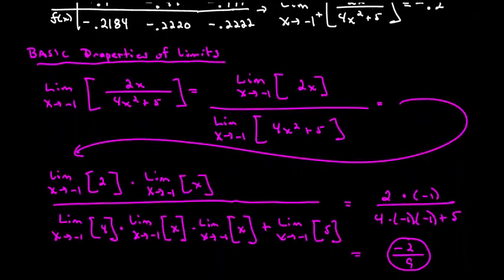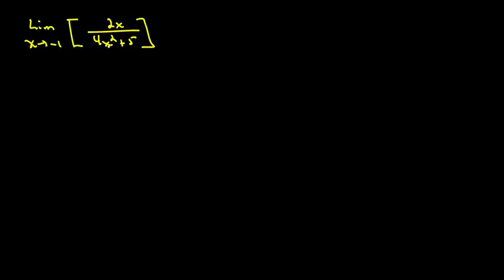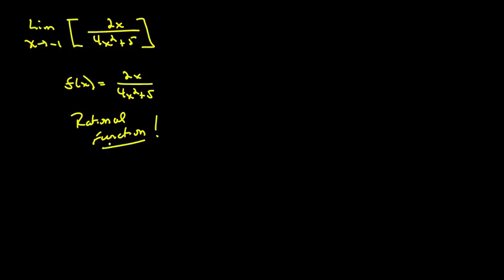So the last one asks us to use continuity. And this is the one that you like the most because it's the easiest to compute. So how does this work? We want to know, what is the limit as x approaches -1 of 2x over 4x squared plus 5? Well, f of x equals 2x over 4x squared plus 5. This right here is a rational function, and rational functions are continuous.